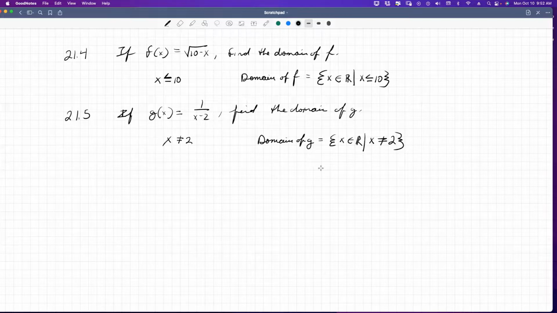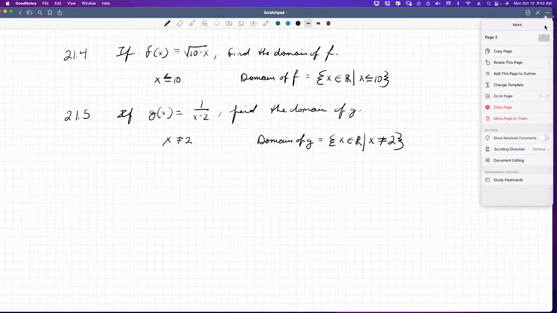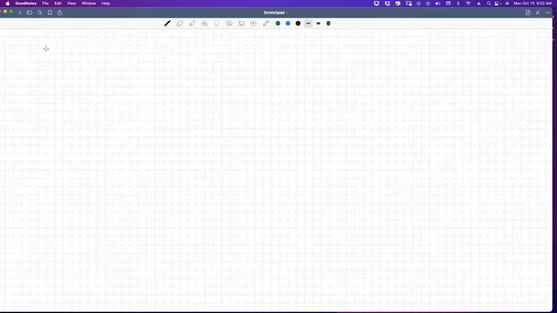No problems whatsoever. All right, so I think we're getting the hang of this. Let's move on to something a little bit more difficult. 21.6. Here we are going to find the domain and the range of this function y is equal to the square root of x. And then we're going to graph it.